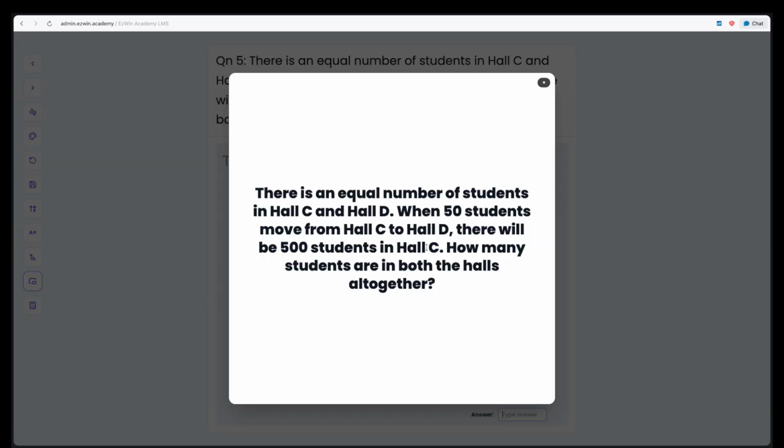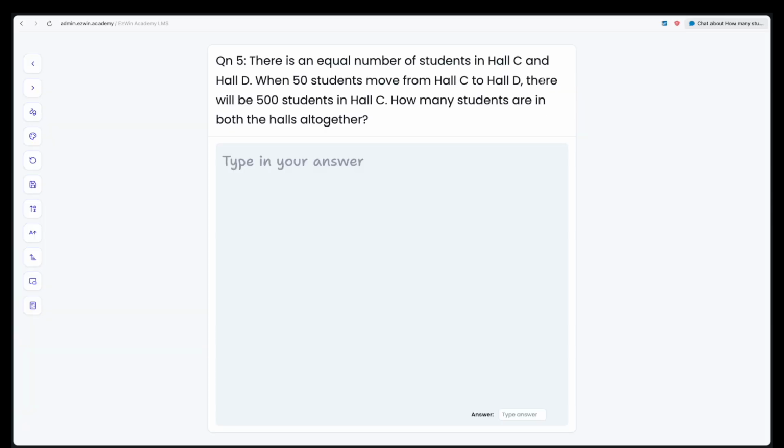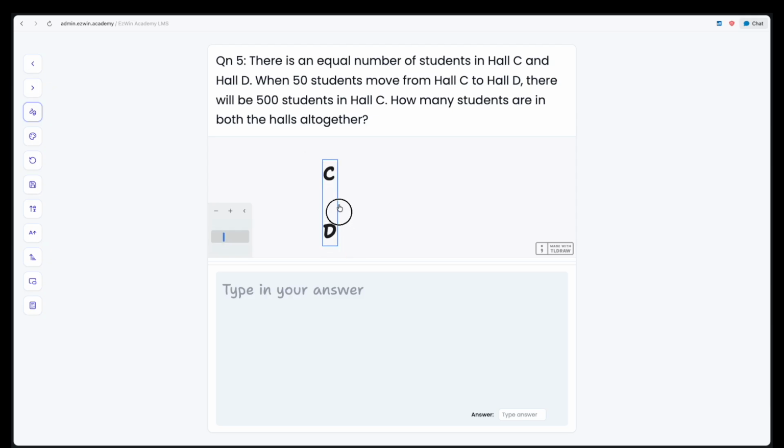Question number 5. There is an equal number of students in Hall C and Hall D. When 50 students were moved from Hall C to Hall D, there will be 500 students in Hall C. How many students are in both of the halls together? So you can do workings over here. I'm going to write C and I'm going to write D, that's what you see over here, to make it a little bit easier.